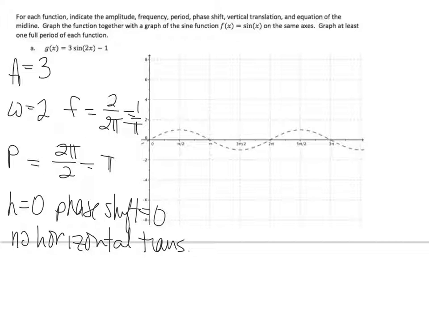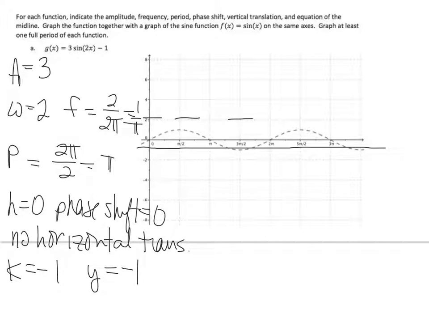K is -1. So our midline is y equals -1. That means we have a vertical translation of 1 unit down in our midline. For me to sketch it, I wish I had a pencil, but it's easy to draw the midline and then use that to look at the amplitude, which will be 3 up and 1, 2, 3 down.